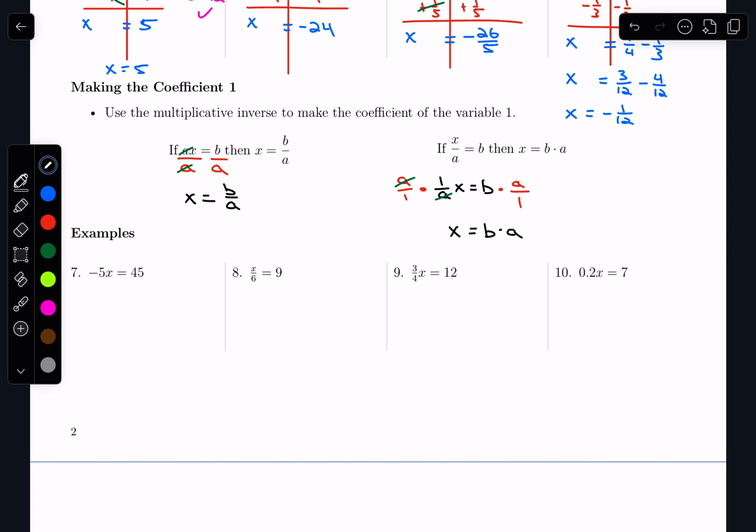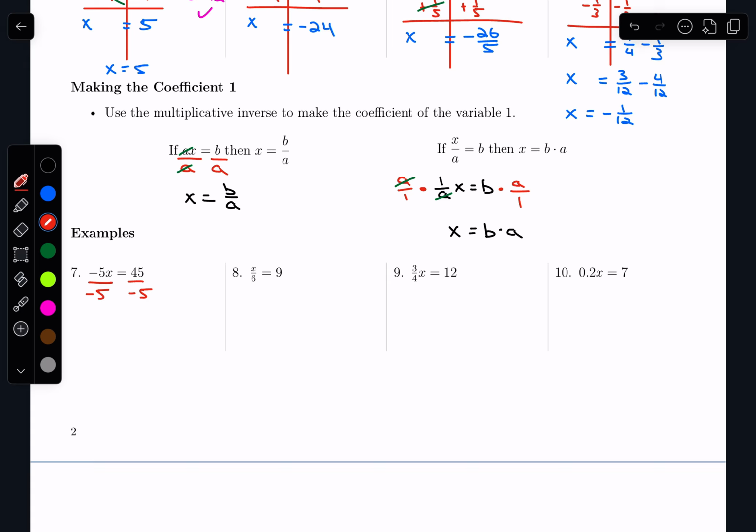Number 7, we have negative 5x equals 45. When you have a number multiplied by a variable equals a number, the easiest thing to do is just divide. So what I'm going to do on both sides of this equation is divide by the negative 5 that is in front of the x. Notice that whatever the coefficient is, I divide by exactly that value. I'm not dividing by positive 5. I am dividing by negative 5 because I take the whole thing in front of the x and divide both sides by it.